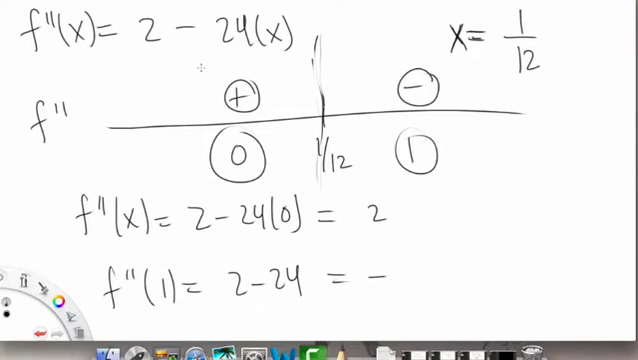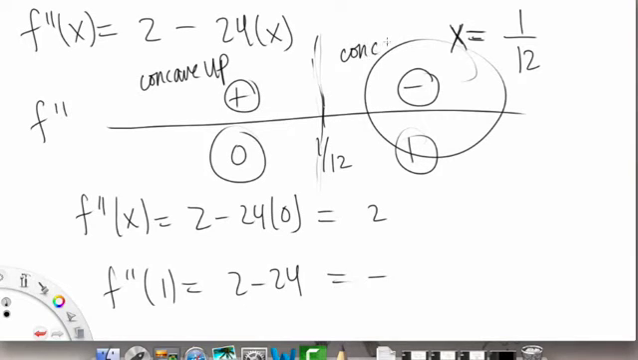For the interval from negative infinity up to 1 over 12, we have concave up. And then for this negative interval, we have concave down. We see that at 1 over 12, at that x value, the sign of our second derivative does change, right? So we do have a point of inflection there, where the concavity changes.